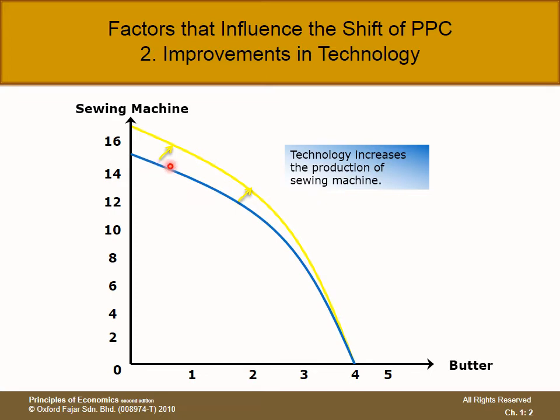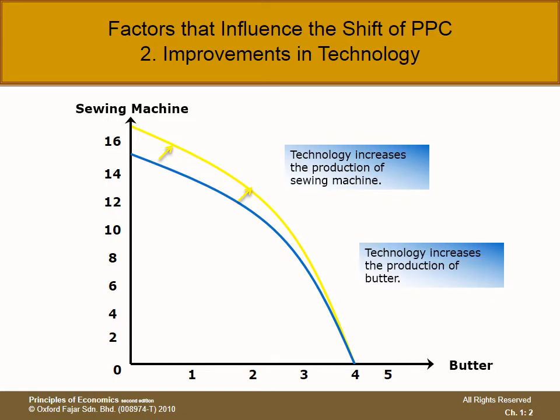So if we say that there is an improvement in technology in producing sewing machines, it means that you have to shift your PPC for sewing machines only. But the number of butter remains the same. It still remains 4, but the number of sewing machines will increase from 15 to 17. This is because of an improvement in technology in producing sewing machines, but the technology in the production of butter remains the same.